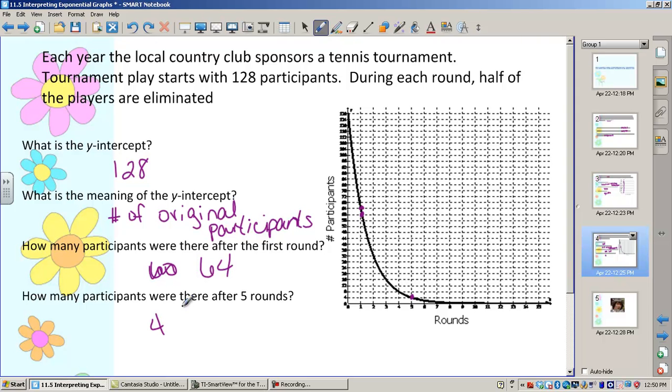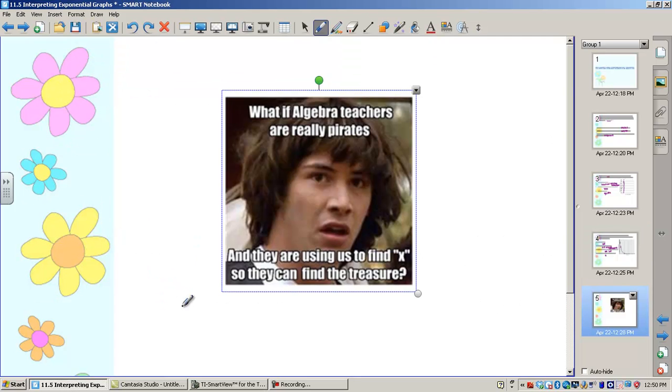But I want to leave you with something before I end the video. I want you to take a look at this, and I want you to think about it. Because what if algebra teachers really are pirates? We're just using you to find X so we can get to the treasure. If that is the case, then I really need a very cool pirate name. So, you know, think about that. I'd love to hear your suggestions so that I can have a really cool pirate name and be something other than Miss G. I can't wait to hear your suggestions.